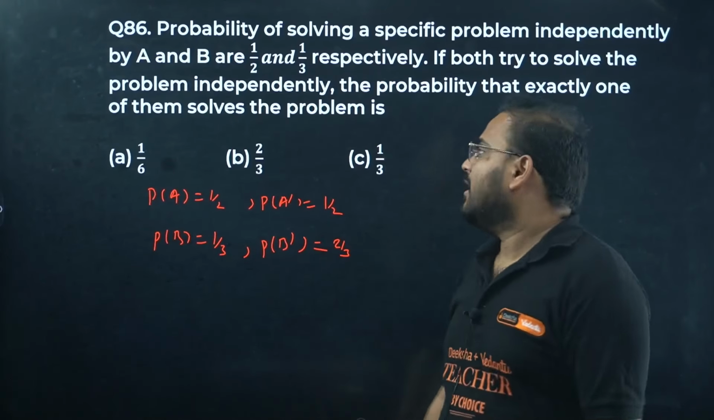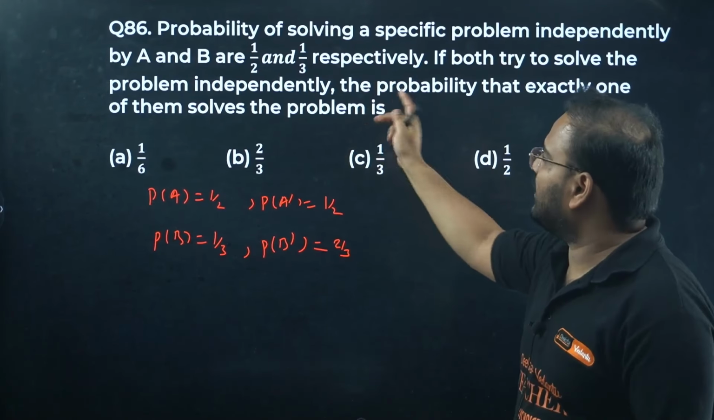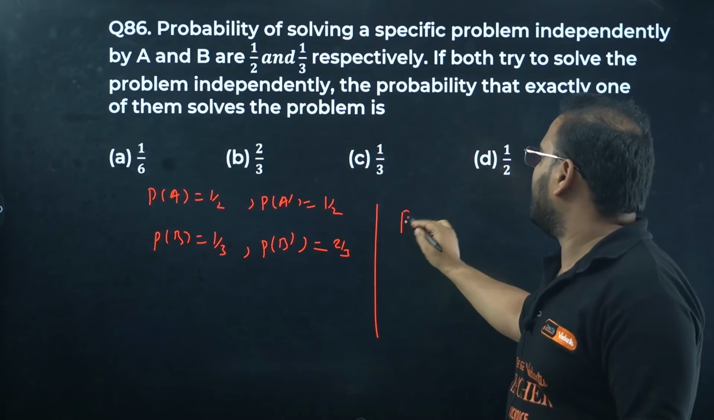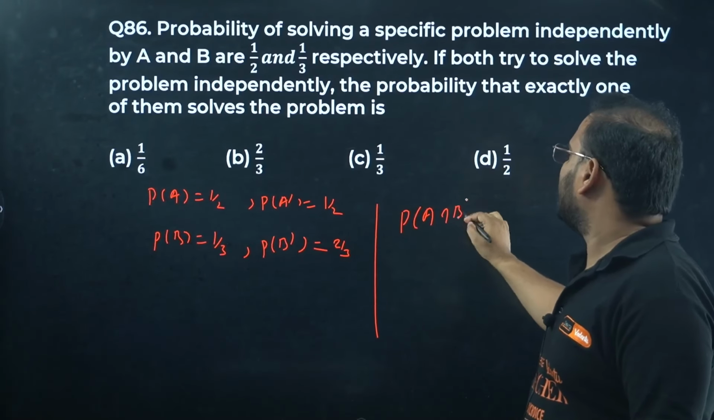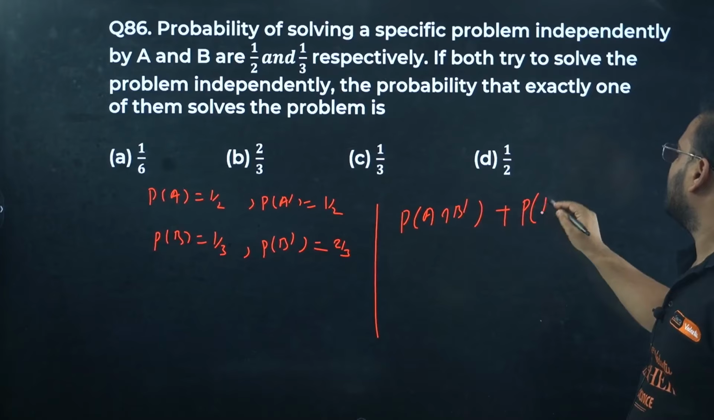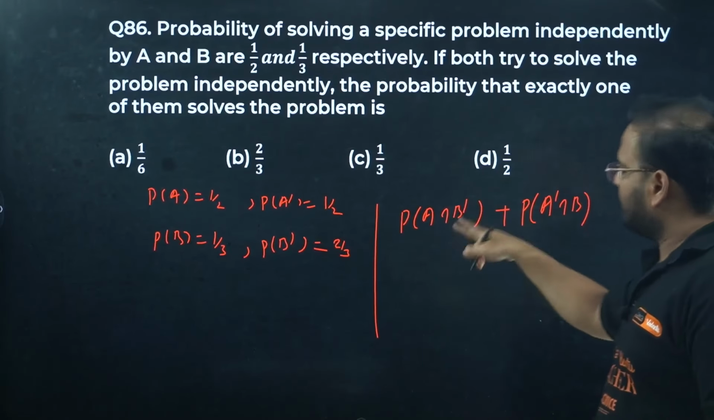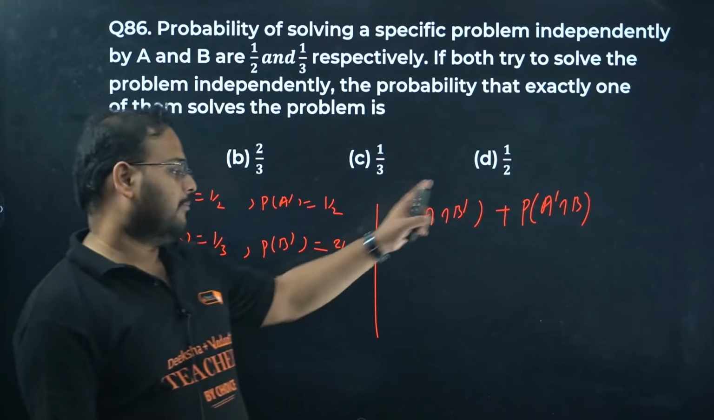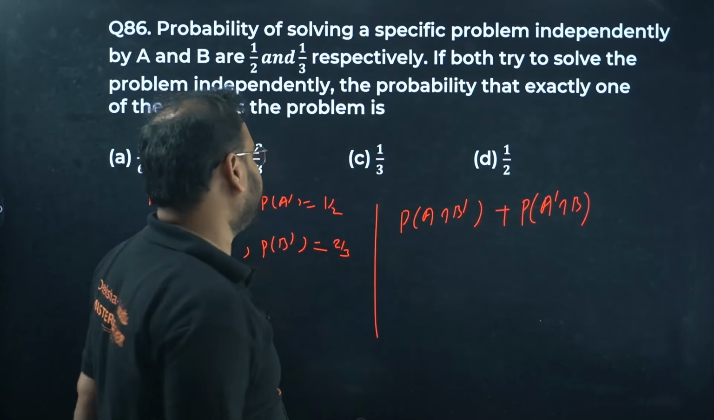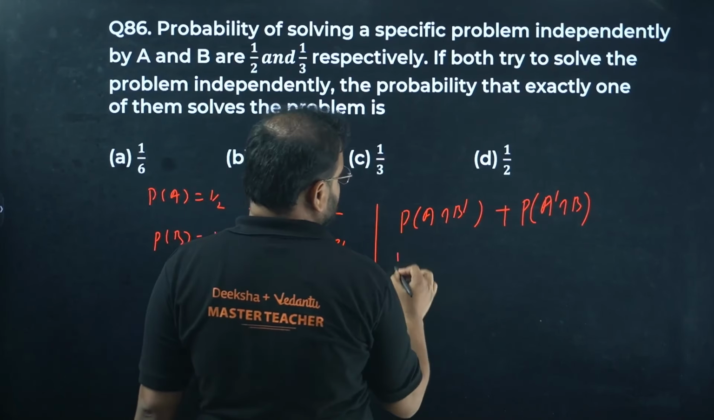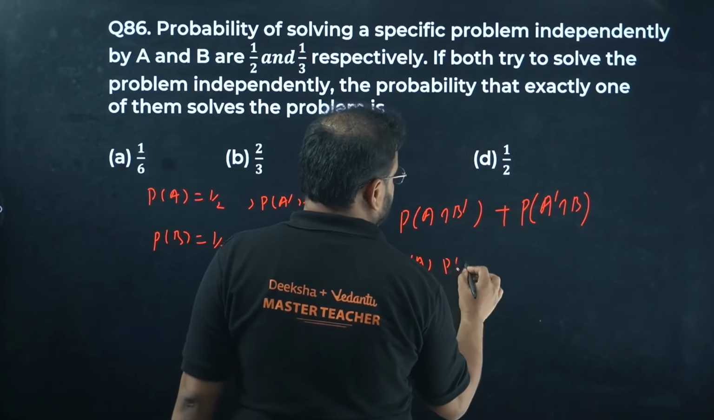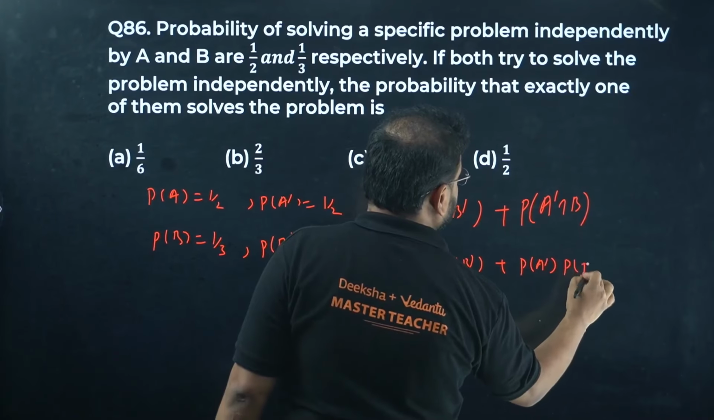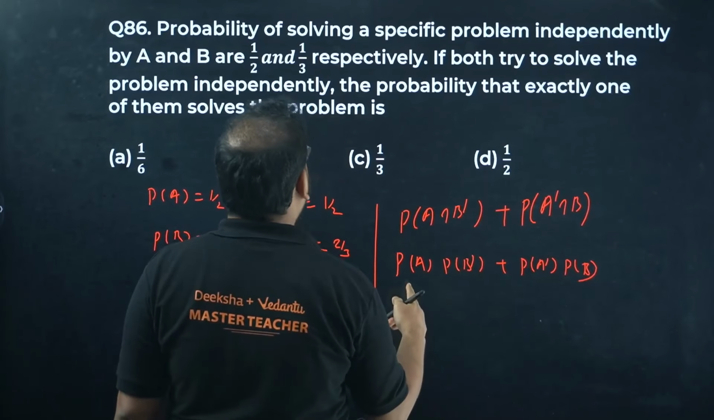So what are they saying? If both try to solve the problem independently, then the probability that exactly one of them solves it. Means when A solves, B does not solve, and when B solves, A does not solve. When A solves, B is complement, and when A doesn't solve, B is solving it. Okay, one at a time. They are independent events, means P of A into P of B dash plus P of A dash into P of B.